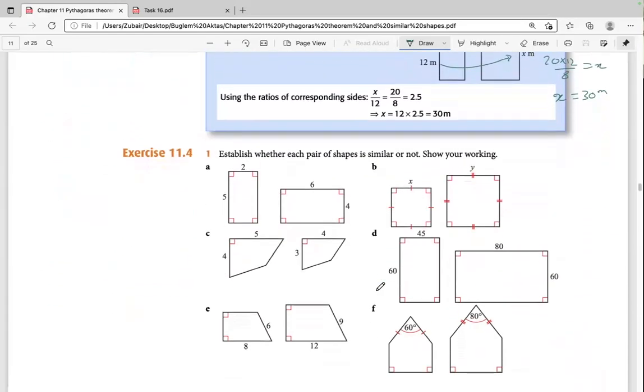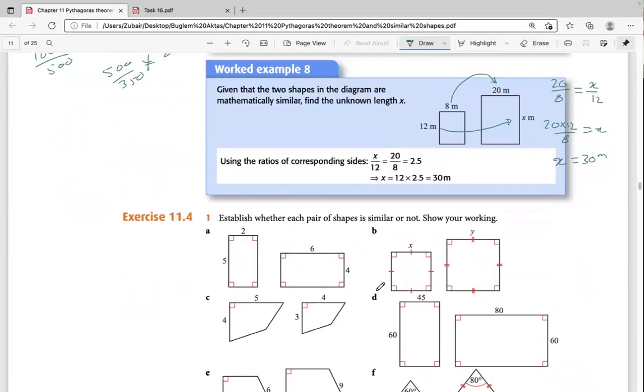For this one, we just have to show the proportions. That's it, right? Yeah, ratios. Ratio, proportion, yes. 11.4, establish whether each pair of shapes is similar or not. Show your working.